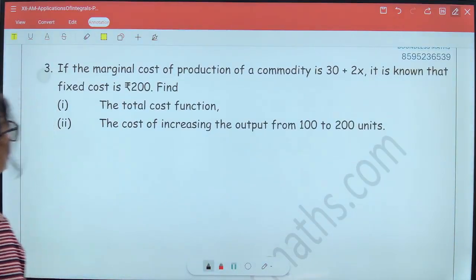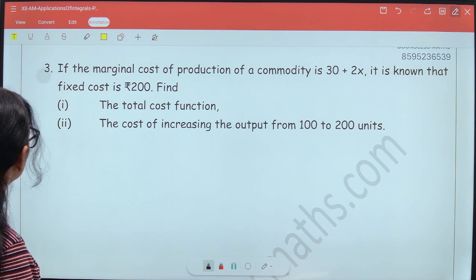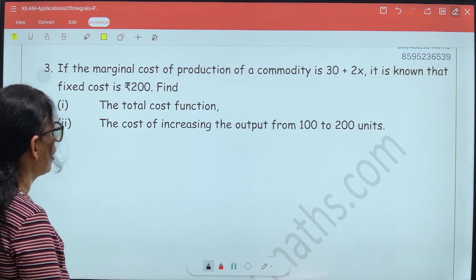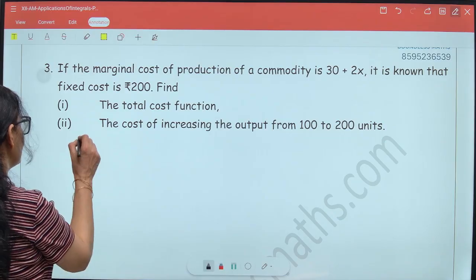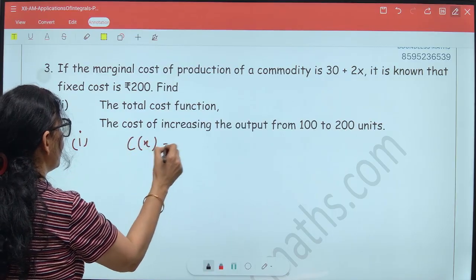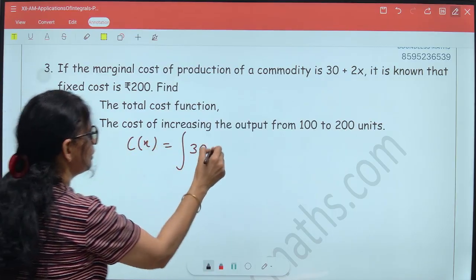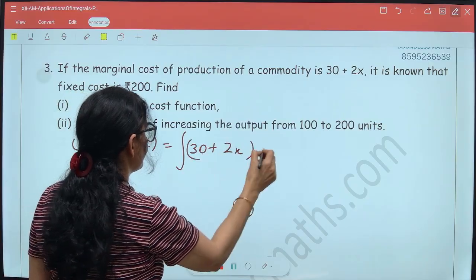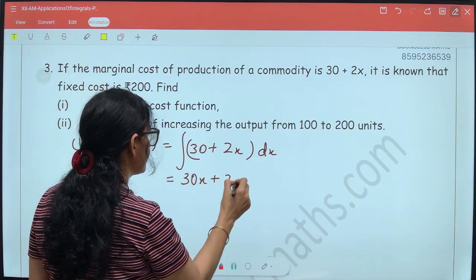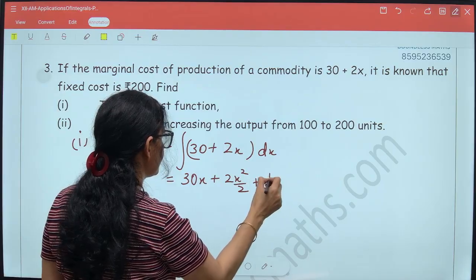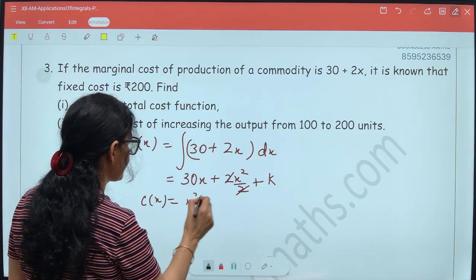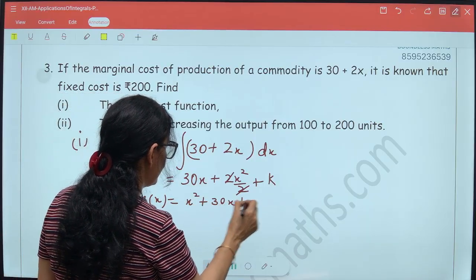If the marginal cost of production of a commodity is 30 plus 2x, it is known that the fixed cost is rupees 200. Find the total cost function and the cost of increasing the output from 100 to 200. First let's find the total cost function by integrating the marginal cost function, which is 30 plus 2x. When we integrate this, we get 30x plus 2x square by 2 plus the constant k. So the cost function eventually becomes x square plus 30x plus k.